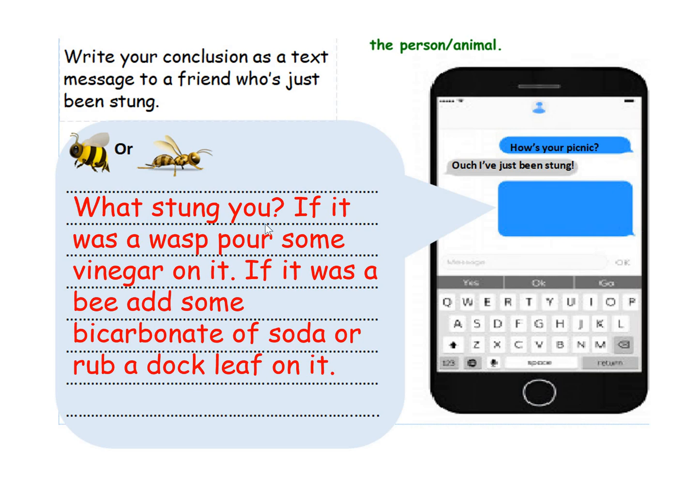So I text back, what stung you? If it was a wasp, pour some vinegar on it. If it was a bee, add some bicarbonate of soda or rub a dock leaf on it. This is a little bit of information, I know, that dock leaf is also alkaline. That's why it helps with stinging nettles. Stinging nettles are acidic. So again, if you did make any corrections, do it in a different coloured pen, but you don't need to match what I said exactly as long as you have the same information.